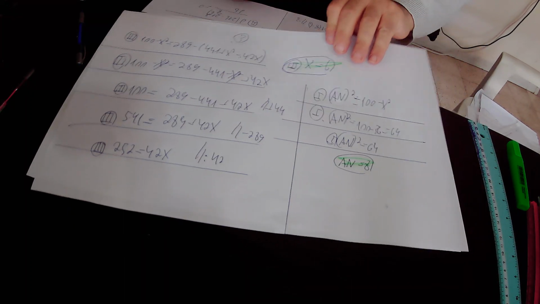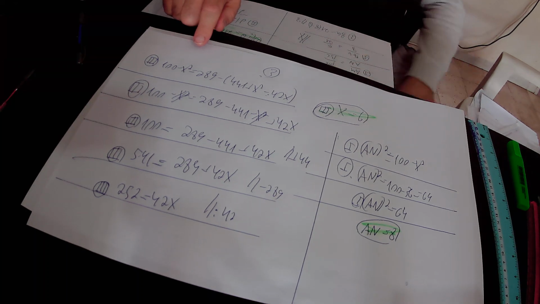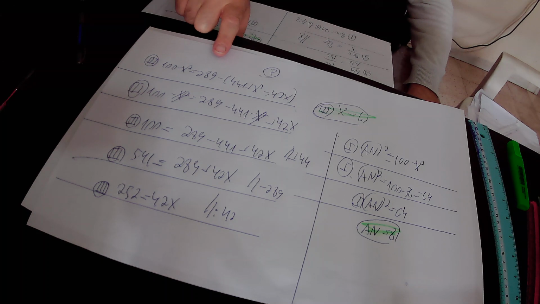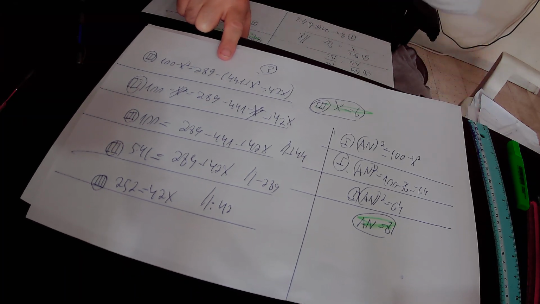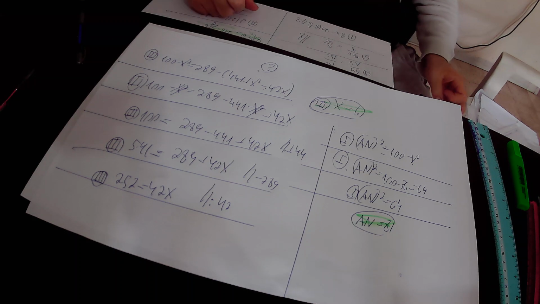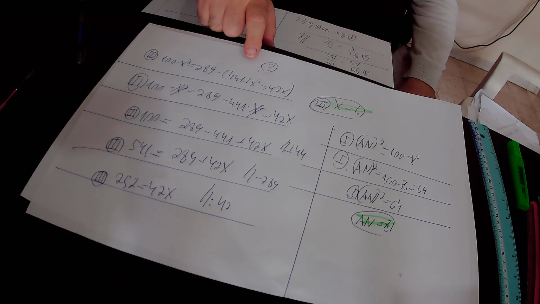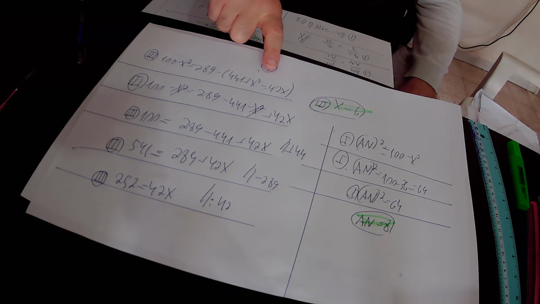We found out that 100 minus x squared equals 289, and we haven't opened the bracket yet, so it is minus 441. Actually, the value of (21 minus x) squared equals 21 squared, that is 441, plus x squared minus 2 times 21 times x, which is minus 42x.